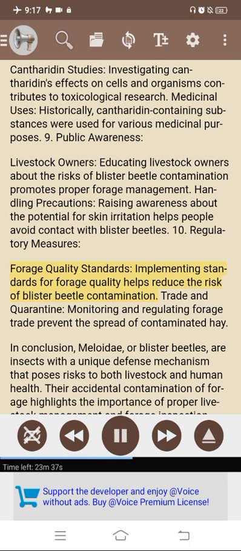10. Regulatory measures. Forage quality standards. Implementing standards for forage quality helps reduce the risk of blister beetle contamination. Trade and quarantine. Monitoring and regulating forage trade prevent the spread of contaminated hay.